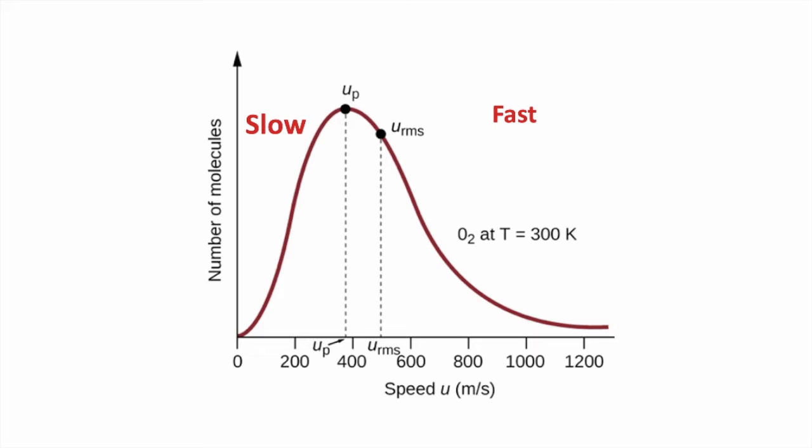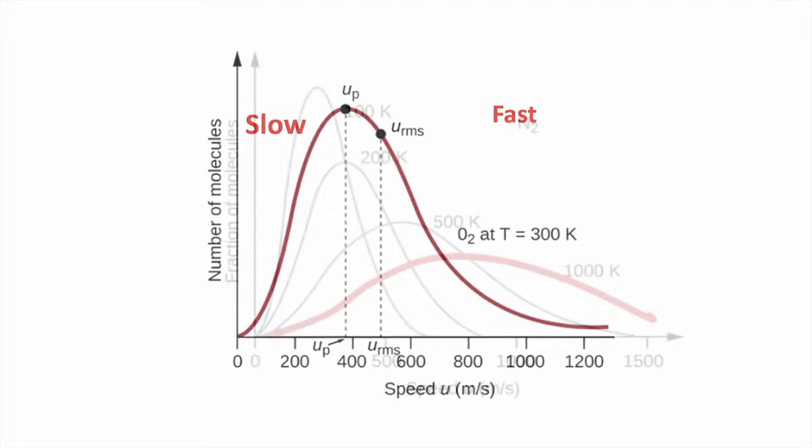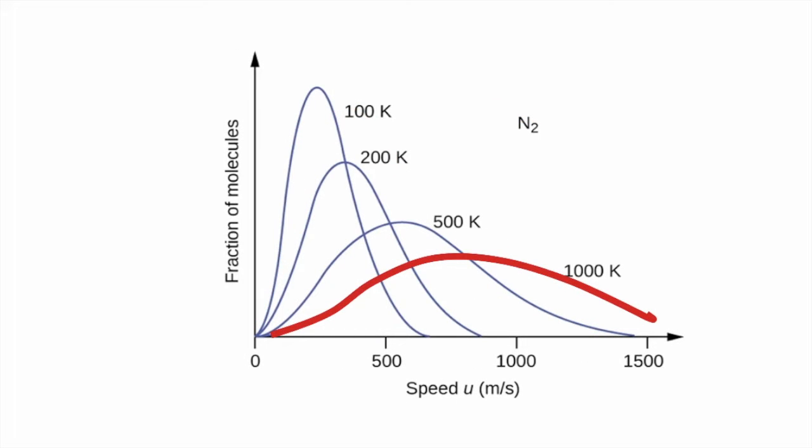If we heated this gas to a higher temperature, the curve would start to flatten out and it would shift to the right. Notice that we're still going to have some molecules that are moving very slowly. The average speed of the molecules will be faster. If we made the sample colder, the peak would get higher and the curve would get narrower and the distribution would shift to the left.